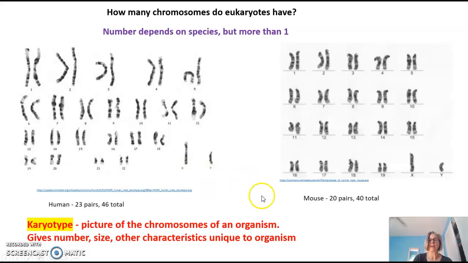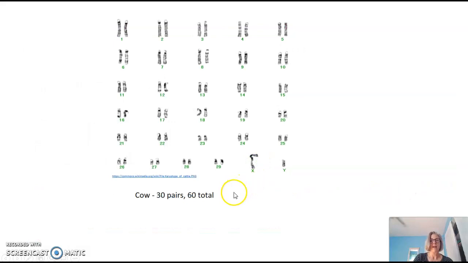If we look at a mouse karyotype, mice have 20 pairs of chromosomes, or 40 total. Again, I see for the last pair that there's an X and a Y, which tells me that this is a male mouse. Finally, here's the karyotype of a cow. Cows have 30 pairs of chromosomes, for 60 total. Again, this appears to be a male cow.